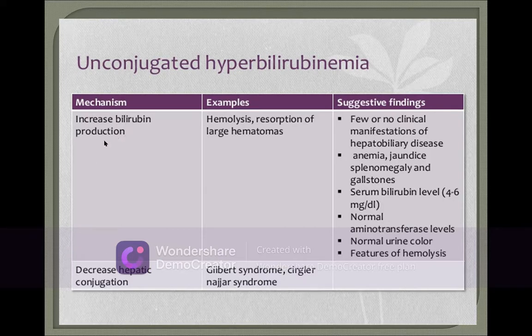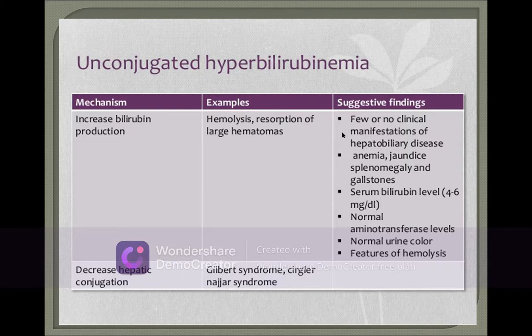The example of increased bilirubin production is hemolysis, all hemolytic anemias, whether they are related to disorders of the hemoglobin, or autoimmune, or whatever it is. There are many causes of hemolysis, intravascular hemolysis or extravascular hemolysis. Extravascular is, for example, the reabsorption of large hematomas. So there will be increased bilirubin production.